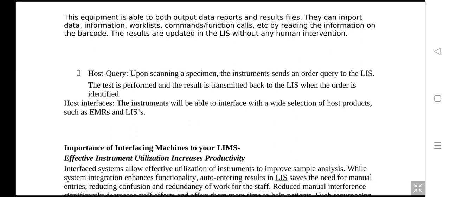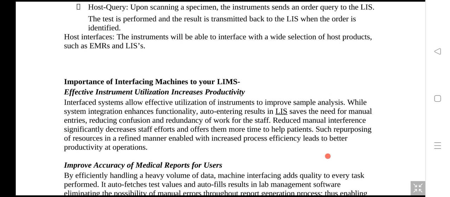Upon scanning a specimen with host query, the instrument sends an order query to the LIS. The test is performed, and results are transmitted back to the LIS. So this one will scan the specimen, and as a result, it will send an order query to the LIS. Then if the LIS accepts, the results are transmitted across.